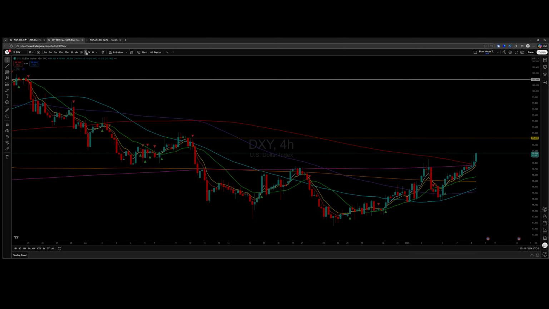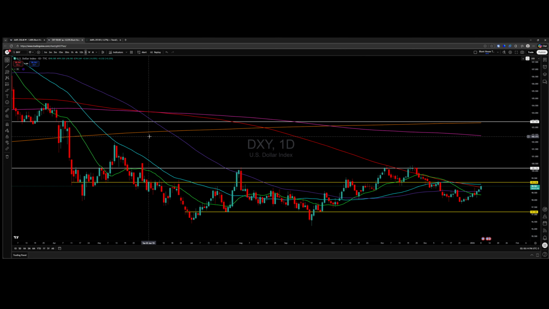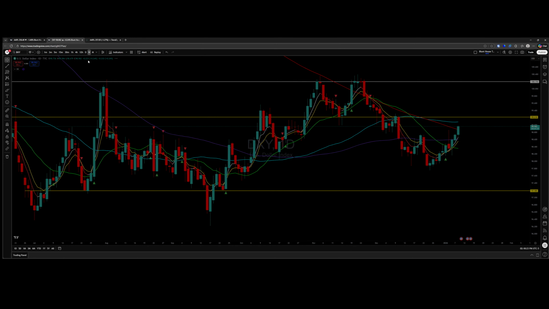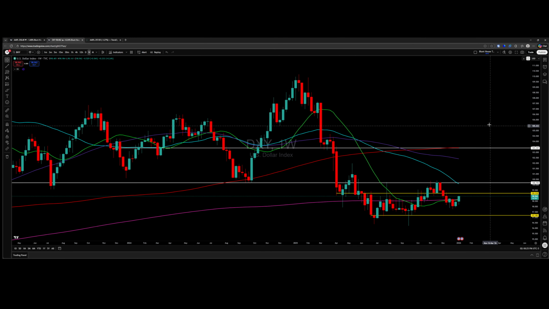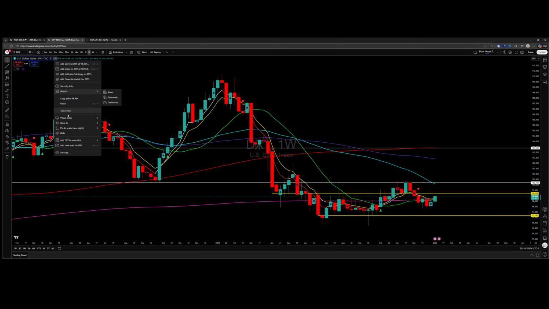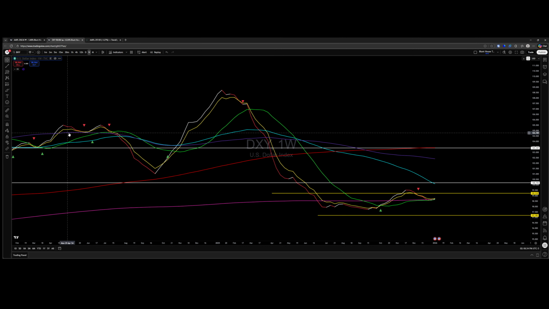But gold and silver still look like they want to move higher. The dollar looks like it wants to move higher. So it printed a 4-hour and a daily buy signal, but it hasn't quite printed a weekly buy signal. Close, I would say. Very close.